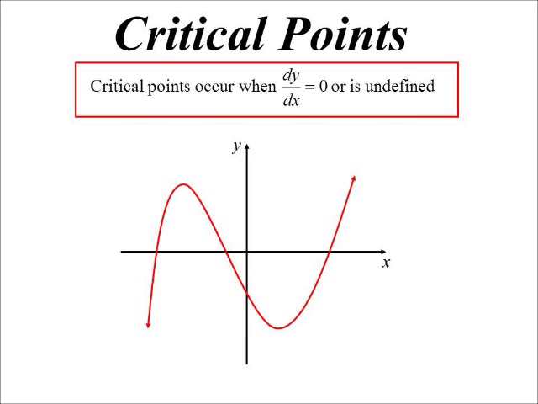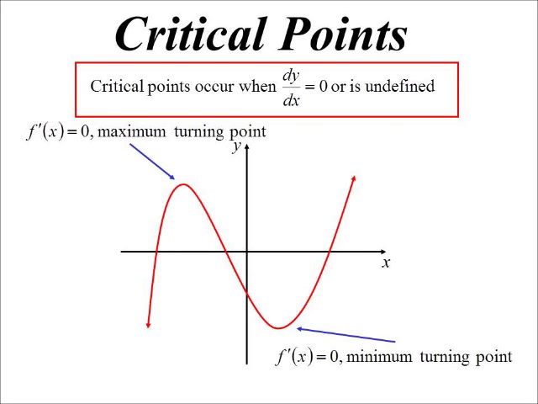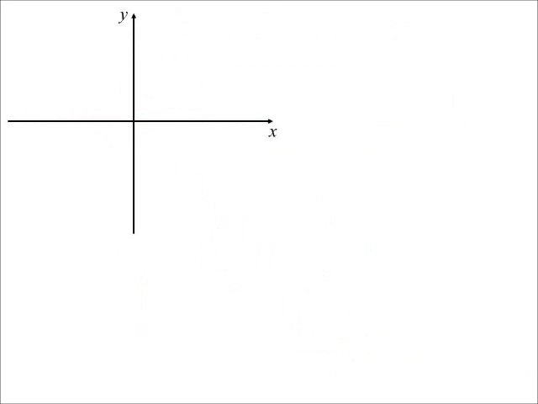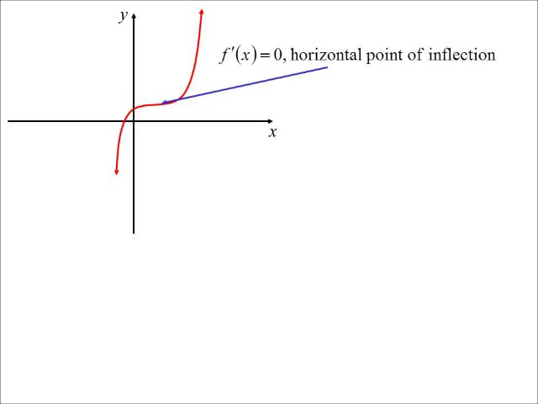Here's a graph. That's a maximum turning point. It's a critical point because the derivative is equal to 0. That's a minimum turning point. It's a critical point because the derivative is equal to 0. Oh, cubic. Over there we have what's called a horizontal point of inflection. But again, the derivative is equal to 0. So it's a critical point.